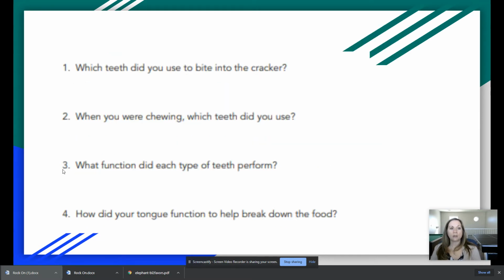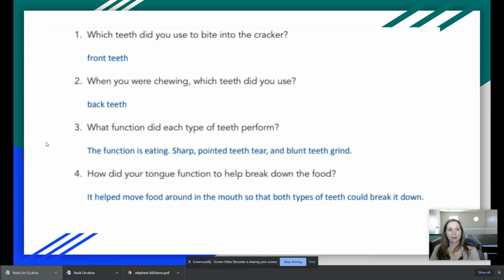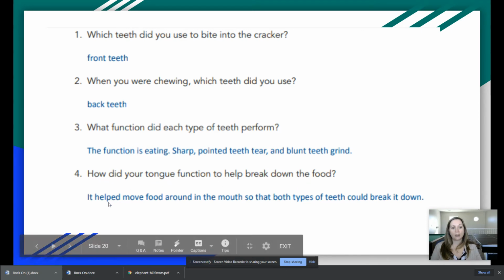All right, so then when you did investigation 1, which teeth did you use to bite into the cracker? You should have used your front teeth. And when you were chewing, which teeth did you use? That was your back teeth. And what function did each type of teeth perform? The function is eating: sharp-pointed teeth tear, and the blunt teeth grind. So how did your tongue function to help break down the food? Well, it helped move the food around in the mouth so that both types of teeth could break it down.